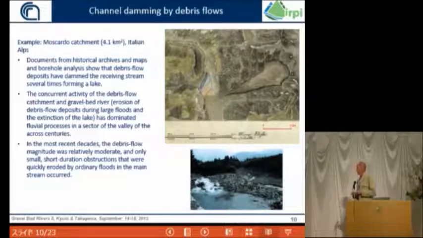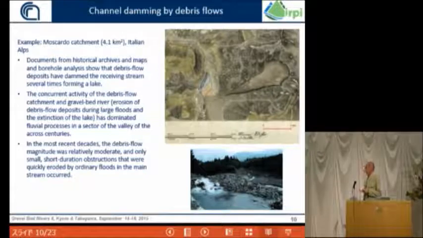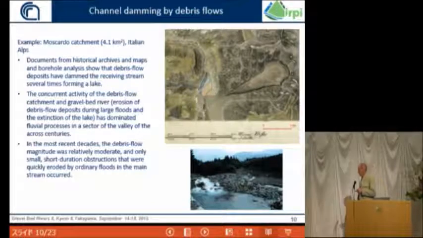Other processes that can cause channel damming are the progradation of debris flow fans. One example documented in the Italian Alps: the use of historical maps can help document these processes. It was possible, using these historical maps, archive information, and other sources of this kind, to see how the interplay of debris flows and floods in the gravel bed river conditioned the evolution of this sector of the valley over several centuries.